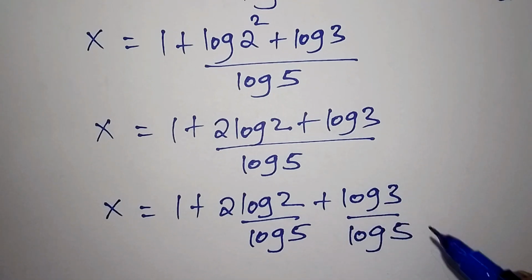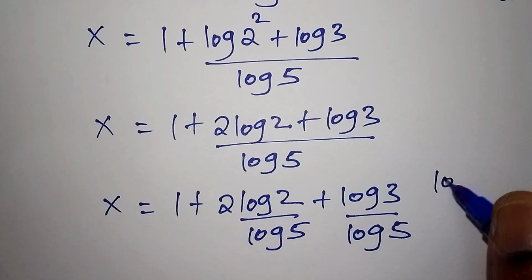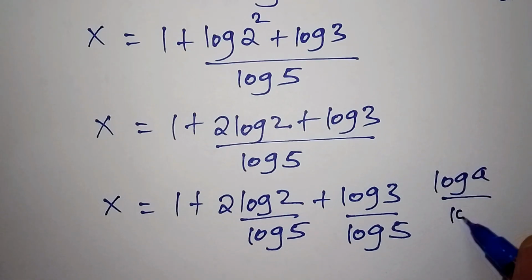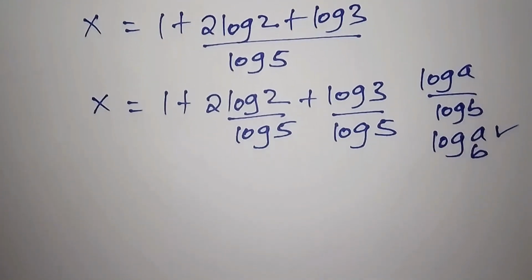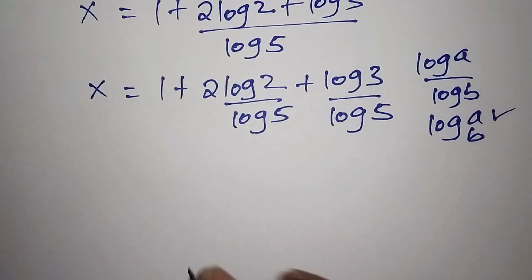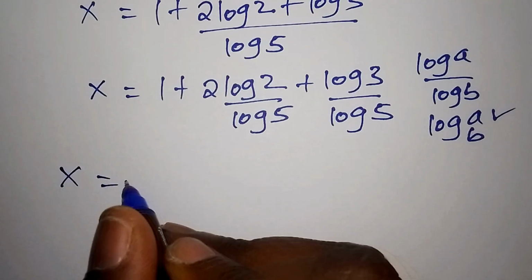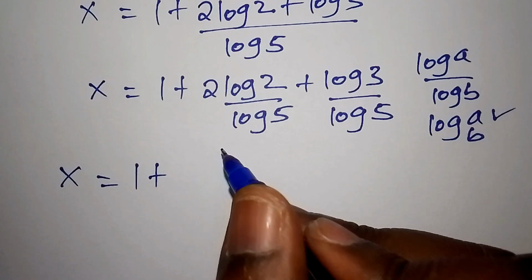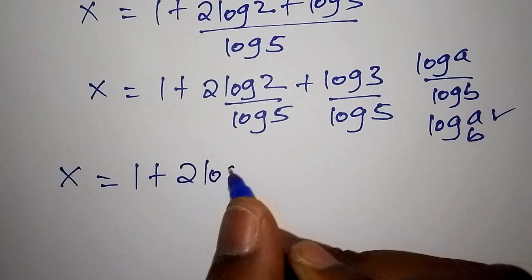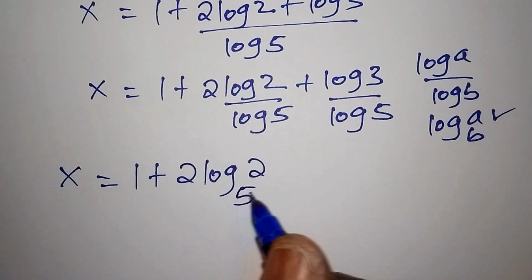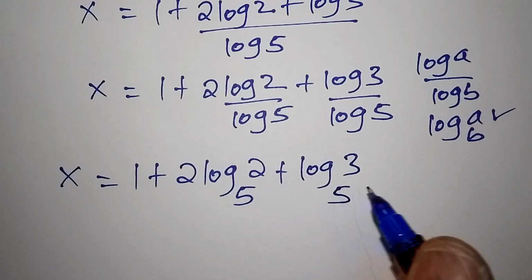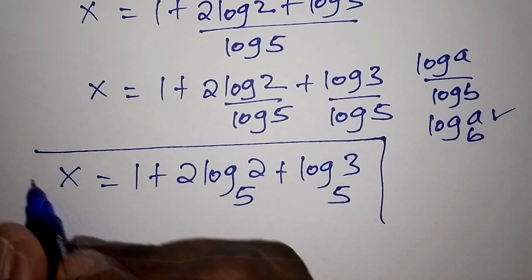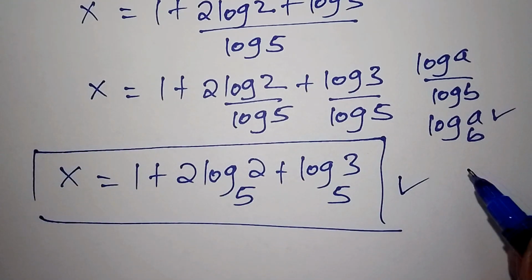When you have, for example, the log of a over the log of b, this works out as the log of a to the base of b. Meaning that our final answer for this maths problem is x equals to 1 plus 2, the log of 2 to the base of 5, plus the log of 3 to the base of 5. This qualifies to be our correct value for this maths problem.